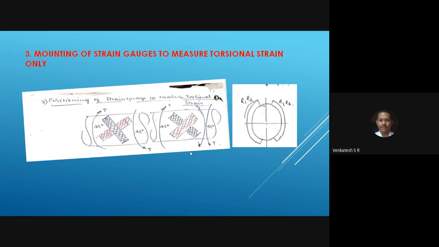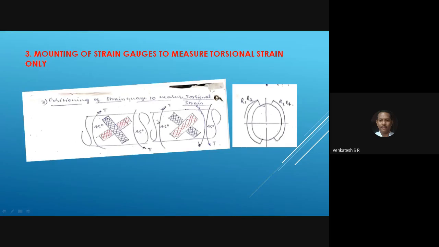Next come to the point, the positioning of strain gauges to measure torsional strain. What is the definition of torsion? One end is fixed, other end is turned by 45 degree, 90 degree, 180 degree, 360 degree. If you rotate the specimen like this, that becomes torsional strain. So it looks like X shape. Fix the strain gauges R1 and R2 like this at a 45-degree angle and R3 and R4 like this, fixed diametrically opposite in the opposite direction. Fix R1 and R2 like this and R3 and R4 like this and apply the torsional load on the specimen.